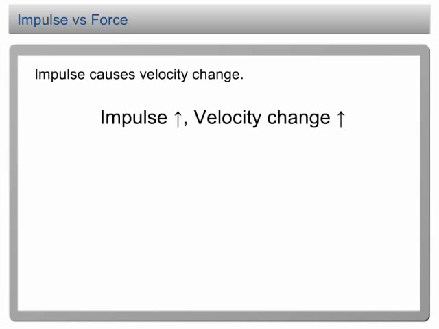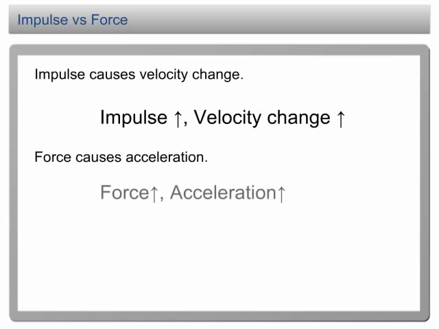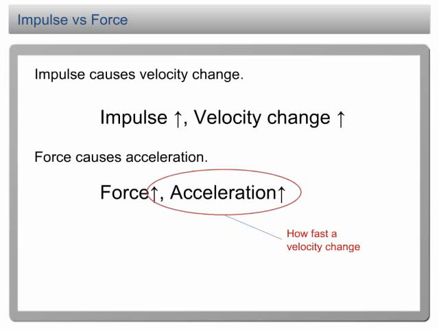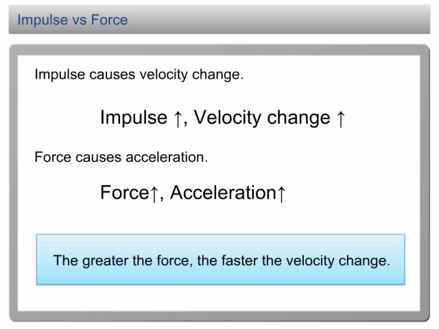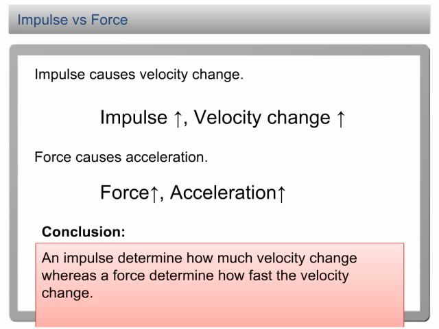Impulse versus force. Another thing that you need to know is the difference between impulse and force. Impulse causes velocity change. The greater the impulse, the greater the velocity change. A force causes acceleration. The greater the force, the greater the acceleration. Acceleration is a measure of how fast a velocity changes. In other words, the greater the force, the faster the velocity change. In short, an impulse determines how much the velocity changes, whereas a force determines how fast the velocity changes.